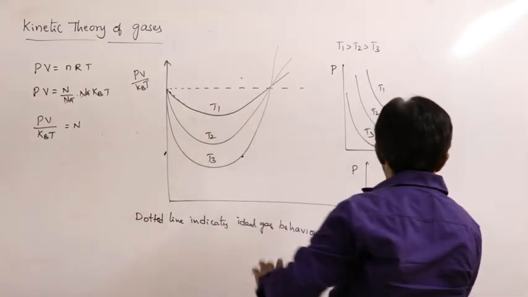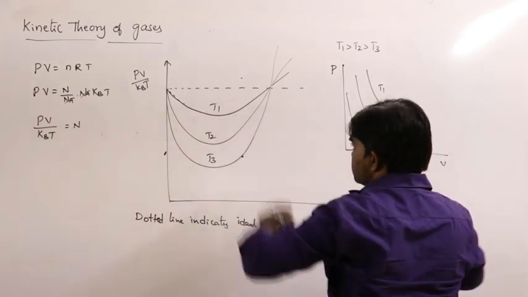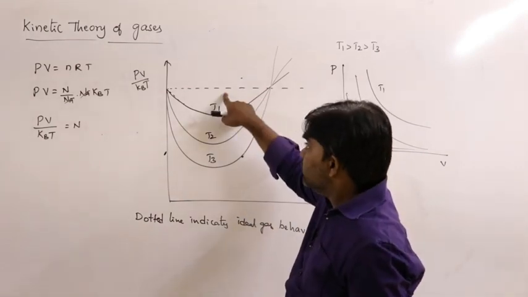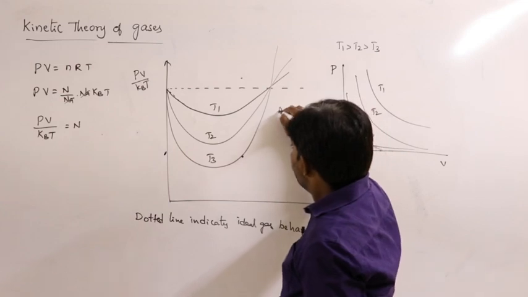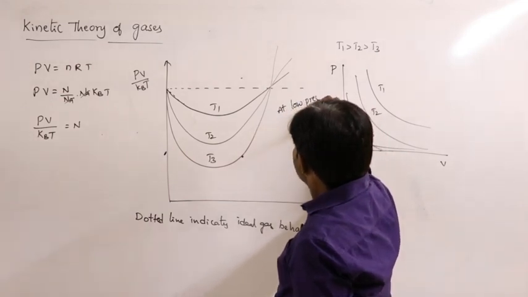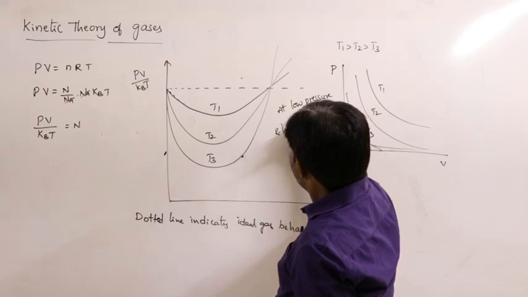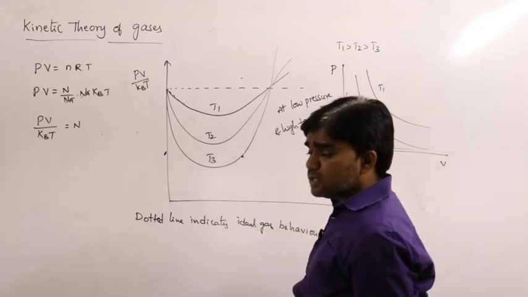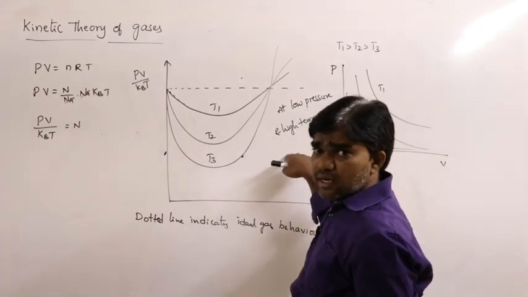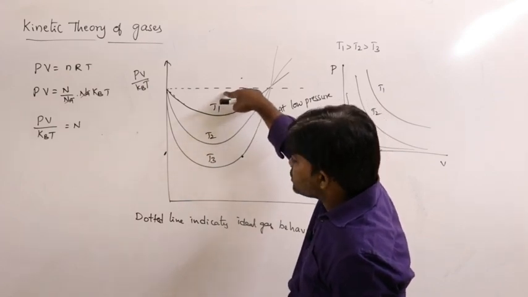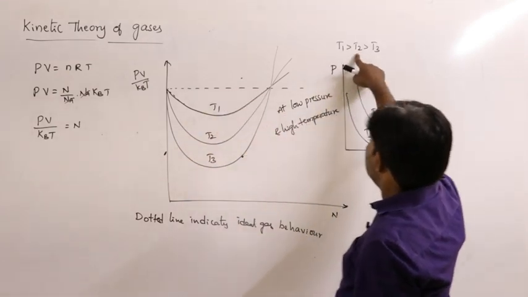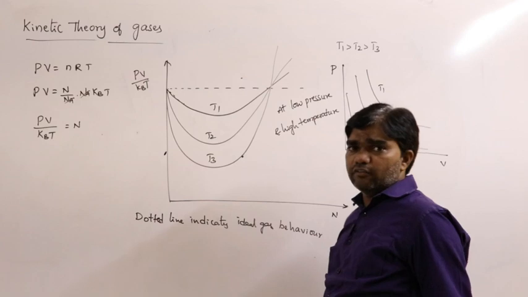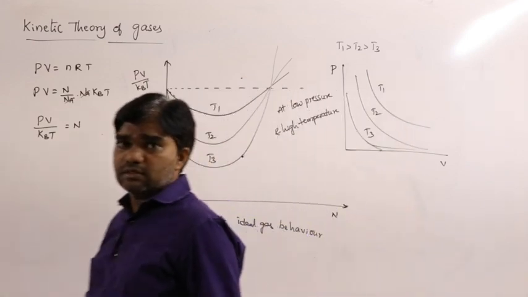So the main indication of this is: this dotted line indicates the ideal gas behavior. Any gas behaves as an ideal gas at low pressure and high temperature. At low pressure and high temperature, each and every gas behaves as an ideal gas. But at high temperature, that is the nearest approach, next to T, that is why T1 is greater than T2, which is greater than T3. So this is the approach. This is the behavior of the gases, the kinetic behavior of the gases.